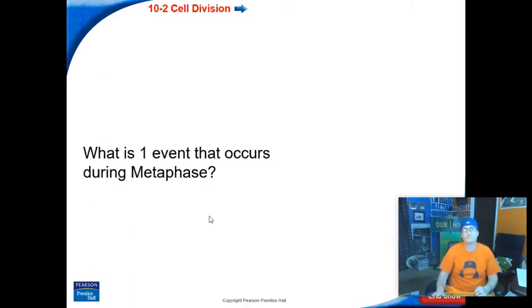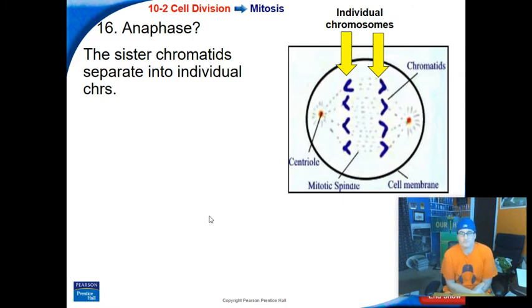Moving ahead. Okay, anaphase. So anaphase is when the sister chromatids get pulled apart from one another. Once they are pulled apart, they are referred to again as individual chromosomes. As you can see, the centrioles are on opposite ends of the cell. We've got the mitotic spindle, which is a fancy word for the spindle fiber. We've got the cell membrane. And then, of course, these chromatids, which are now referred to as chromosomes, are getting pulled apart.